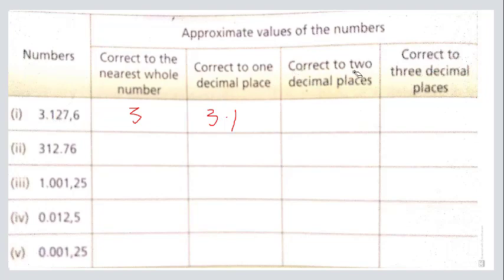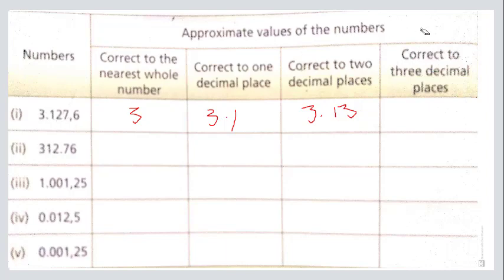Now if you look at the third column, the third column is correct to 2 decimal places. Now we need to correct this 3.1276 to 2 decimal places. So after the decimal point, 1 is the first decimal place. Now this 2 is the second decimal place. Now after this 2, there is this digit 7, which is more than 5. This means that we should add 1 in this 2. So this 2 will become 3. So the answer will be 3.13.